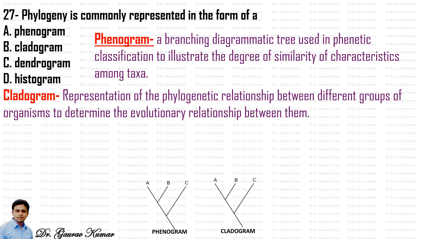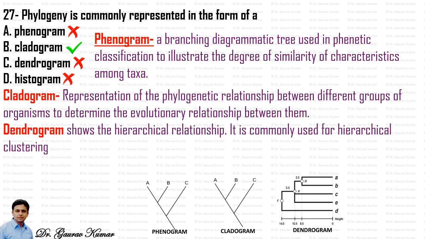So phenogram and cladogram actually resemble a similar diagram, but the difference is that phenogram depends on the phenetic characteristics that are visible among the taxa, while cladogram is made on the basis of their phylogeny, that is the evolutionary relationships. So the answer to our question will be that phylogeny is commonly represented in the form of a cladogram.